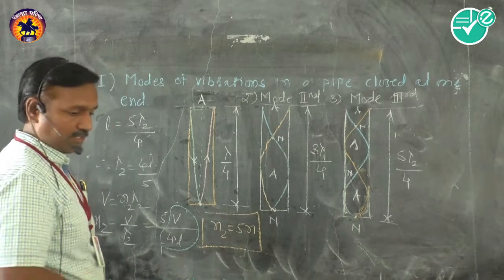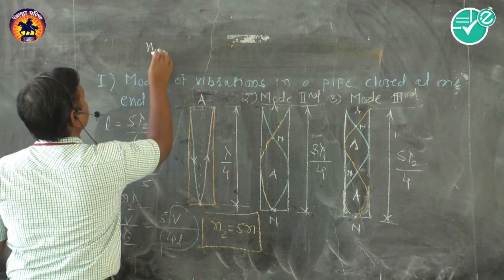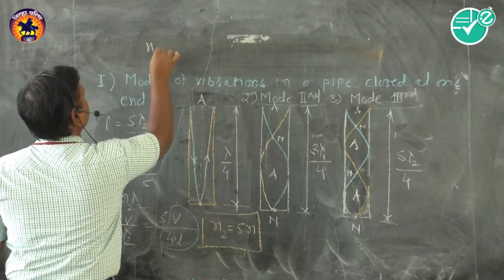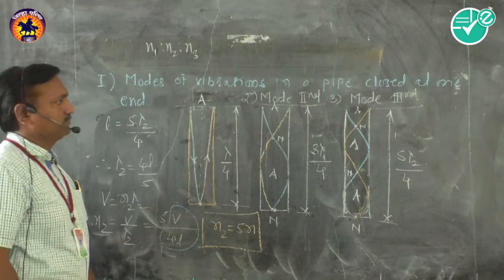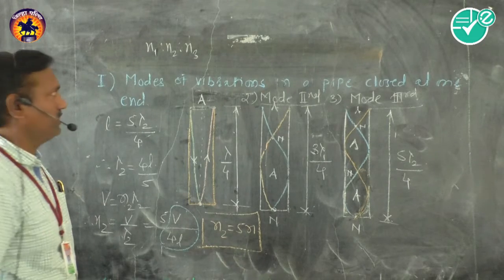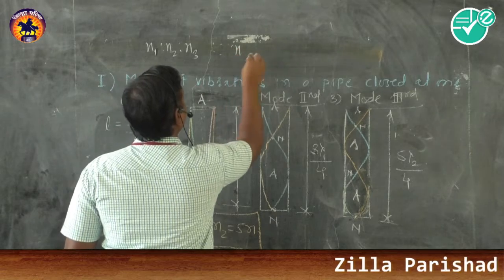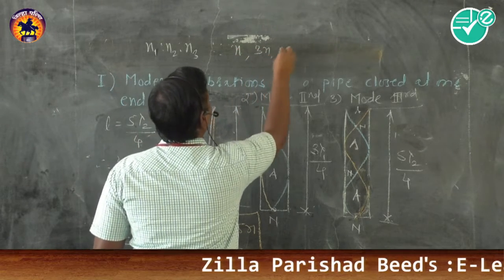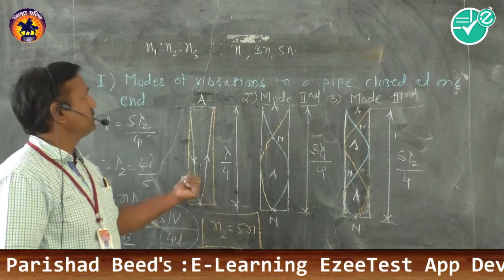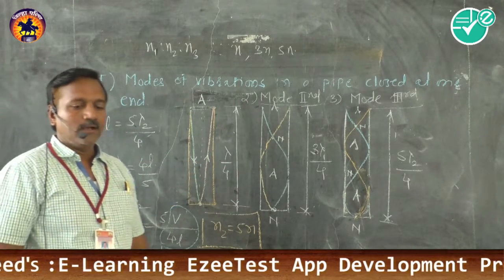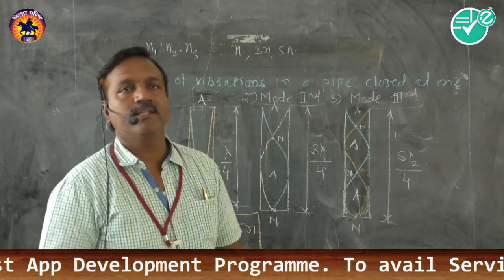Now see what happens if we take the relation for N, N1, N2 and N3, the number of frequencies. They are N, 3N and 5N. This is 5N, this is 3N and this is N. The relation is like that. Finally, we are going to conclude that. What is the conclusion?